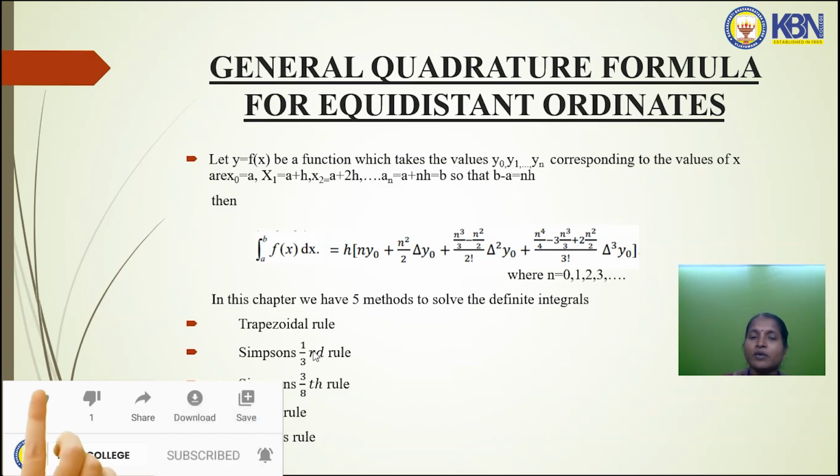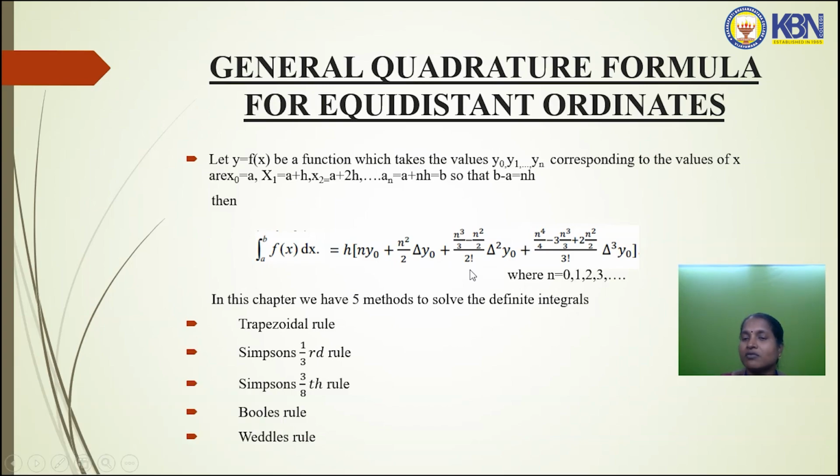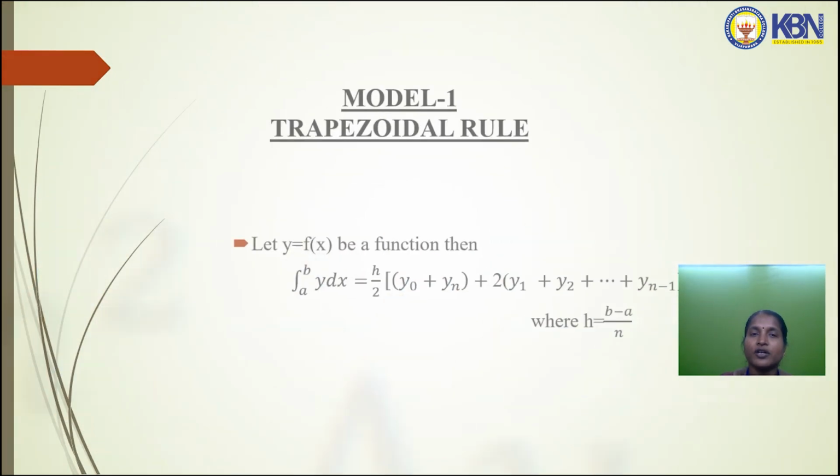In the general quadrature formula, we substitute n is equal to 0, 1, 2, 3 and so on, then we get the general quadrature formulas. By simplifying that formula, we can apply these 5 methods: trapezoidal, Simpson's 1/3 rule, Simpson's 3/8 rule, Boole's, and Weddle's rule. Today we discuss the first model, the trapezoidal rule.